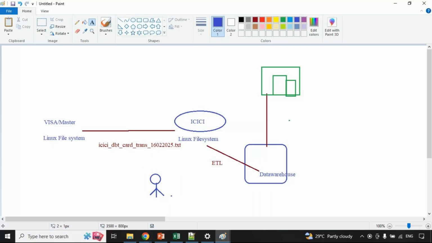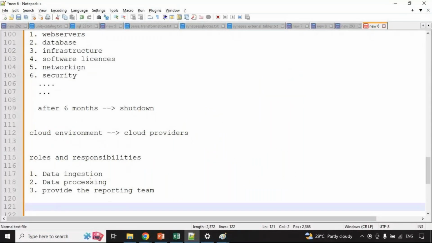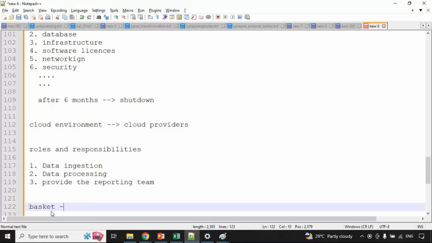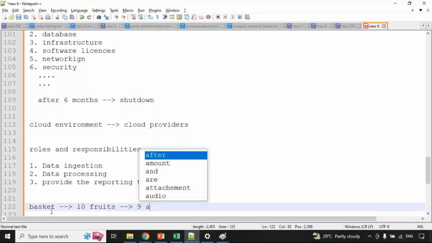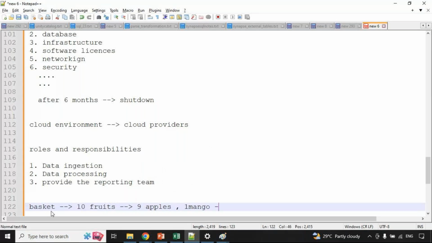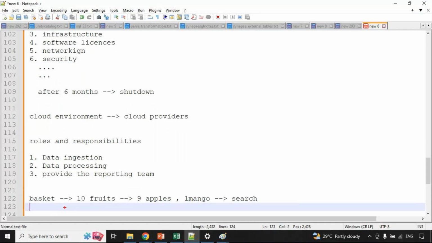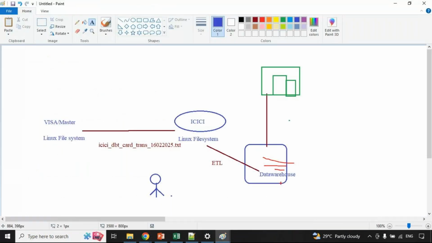So the main responsibility of the data engineer is to ingest the data. Once the data ingestion is done, we have to process the data. Process means, for suppose I have a basket with 10 fruits, out of which 9 are apples and 1 is a mango. Now if you want to identify the mango, you have to do a search operation. Similarly, I have a huge amount of data. As per the requirement, I have to fetch the data, so I have to process it. As per the requirement, we have to build the data and provide it to the report team. That is also a responsibility of the data engineer.